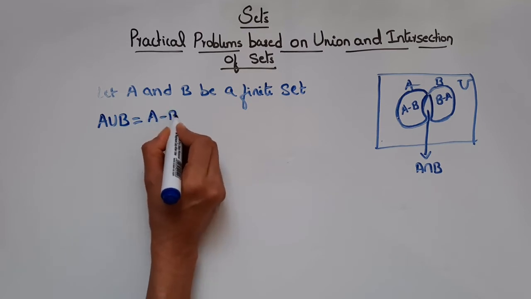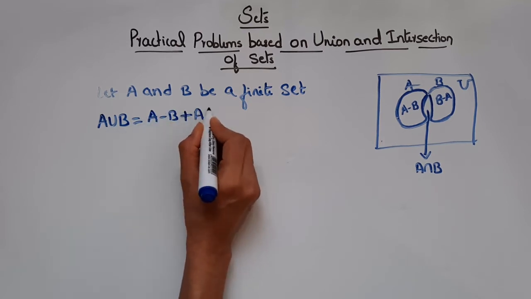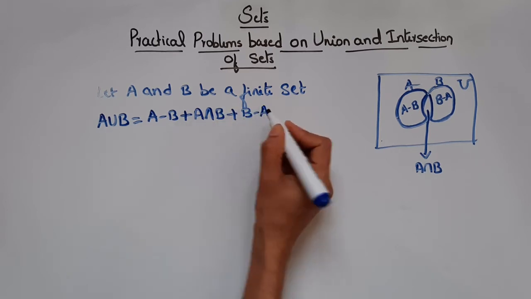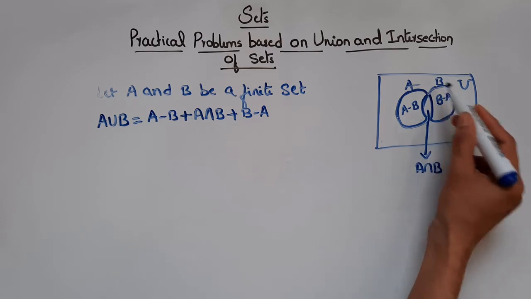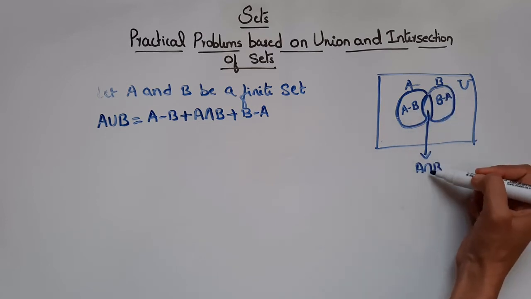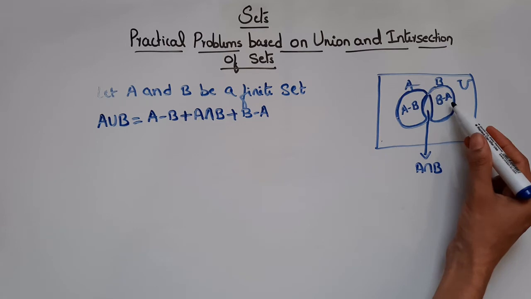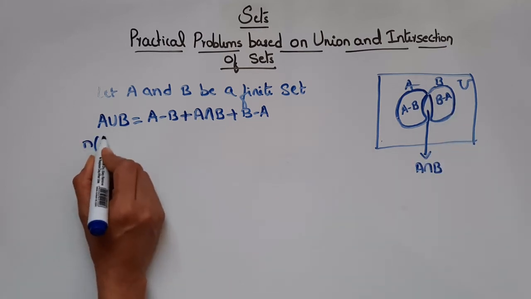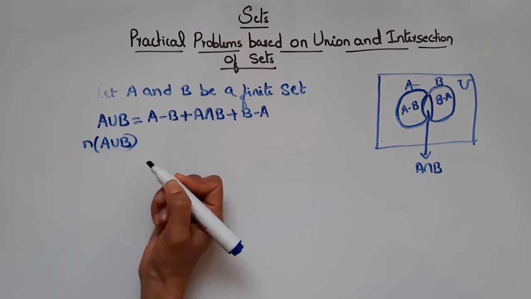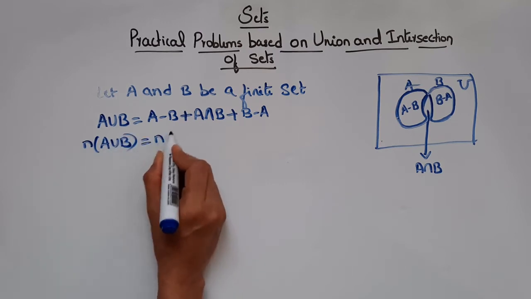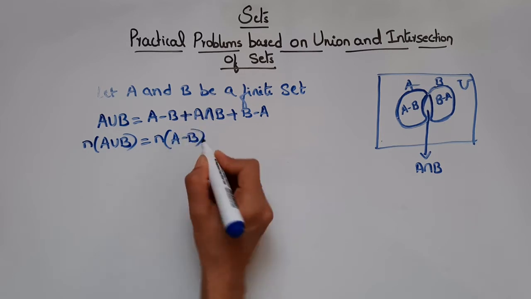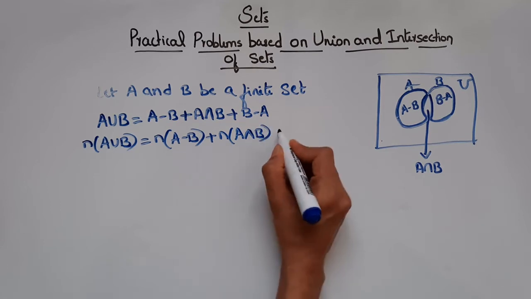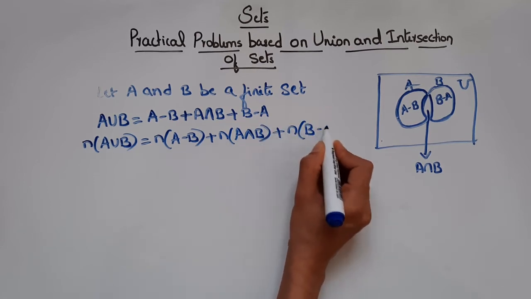A minus B plus A intersection B plus B minus A. So A union B is nothing but this whole region, right? So we have A minus B plus A intersection B plus B minus A. Now if you are talking about the number of terms, what is the number of terms in A union B? This will be the number of terms in A minus B plus the number of terms in A intersection B plus the number of terms in B minus A, right?